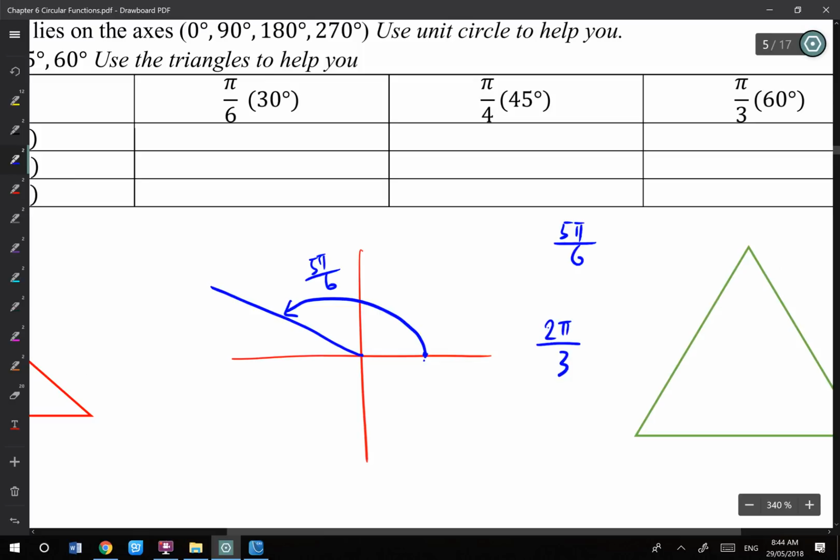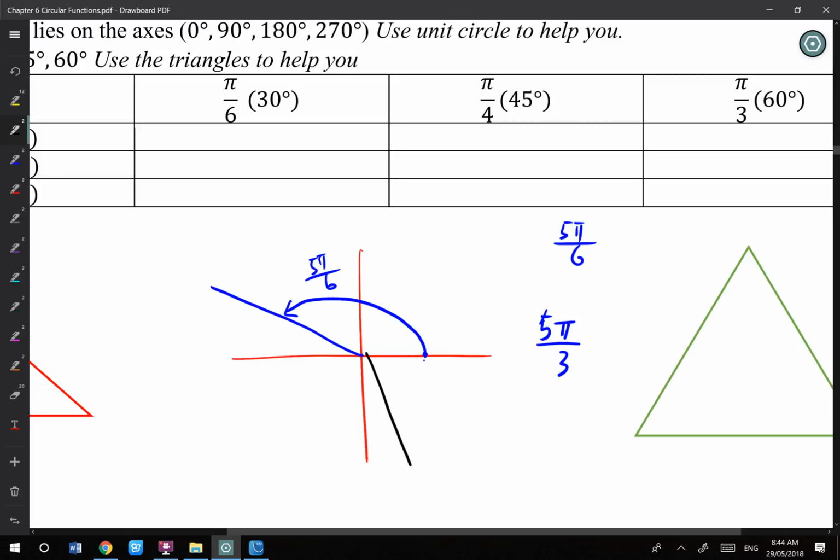Hard to think. Okay, where's 2 pi over 3? Or 5 pi over 3? So 5 pi over 3 is about 2 pi. But is 5 pi over 3 less than 2 pi? So this angle will be here, because it's not 2 pi yet, but it's reaching 2 pi.